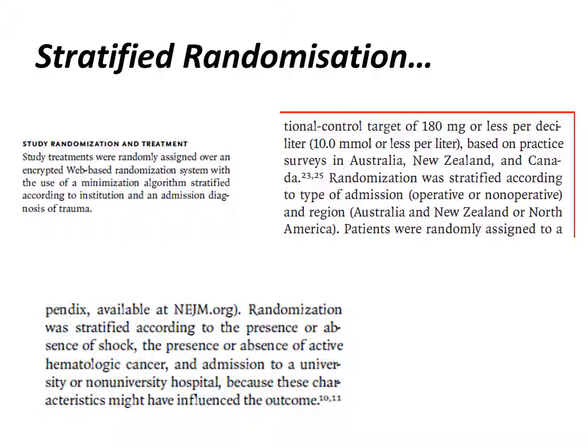Now, some people do consider this as a less satisfactory way of randomizing, because some people believe that you could actually predict which group the next patient is going to go into. But this is considered a perfectly acceptable way of randomization, and it makes sure that the confounders or potential confounders are equally distributed between the two groups.